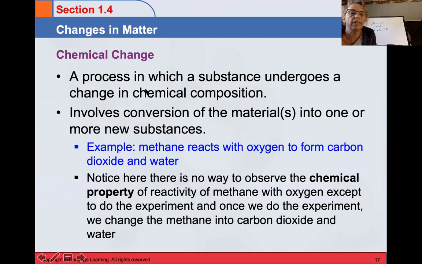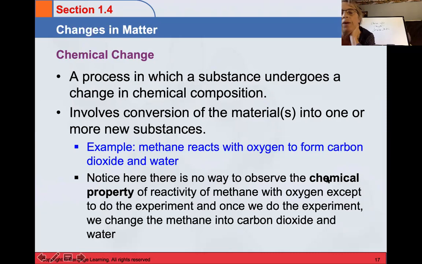Chemical change is very different. A chemical change is where we take two reactants, like methane and oxygen, and turn them into two completely different substances, carbon dioxide and water. A chemical change is a process where the substance undergoes a change in chemical composition.